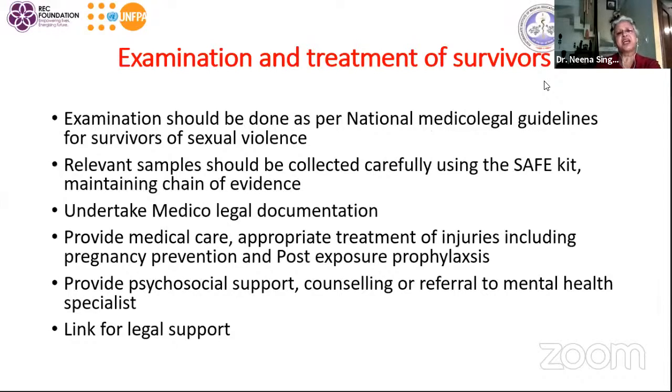Examination and treatment of survivors. Examination should be done as per national medical legal guidelines for survivors of sexual violence. Relevant samples should be collected carefully using the safe kit, maintaining a chain of evidence. Undertake medical legal documentation. Provide medical care, appropriate treatment of injuries, including pregnancy prevention and post-exposure prophylaxis.